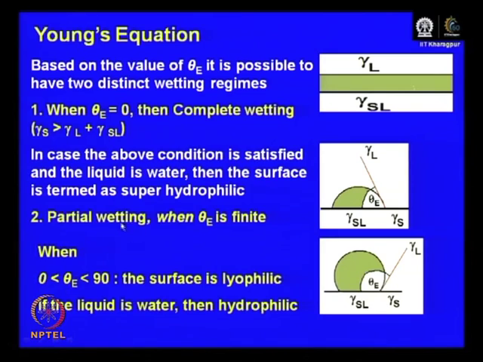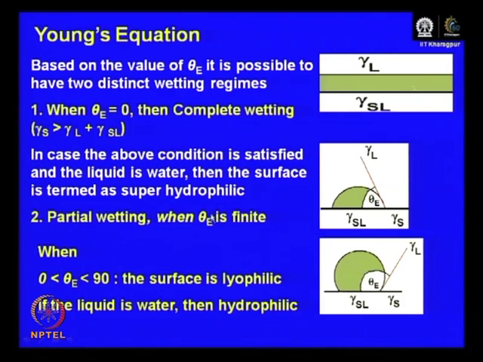Now, based on what you can see immediately, based on the value of theta e, it is possible to have two distinct wetting regimes. One asymptotic limit is that theta e is equal to 0. What does a theta e equal to 0 configuration look like? It looks like this, where the liquid spreads fully on the solid substrate without forming any contact angle. This is a regime which is termed complete wetting.